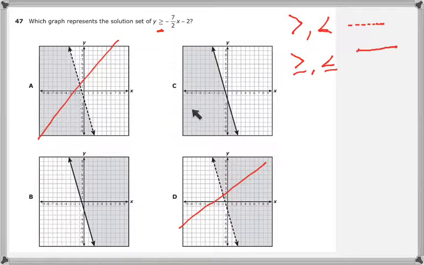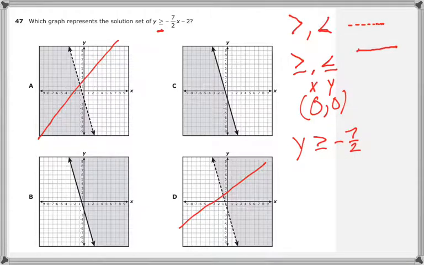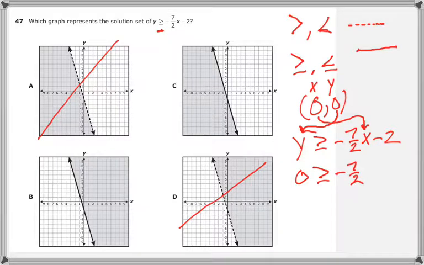Let's go ahead and use the point 0, 0 and plug it into our inequality. Here's our x value, here's our y value. Our inequality is y greater than or equal to negative 7 divided by 2 times x minus 2. We're going to take this x, plug it in here, and take the 0 for the y and plug it in here, and then check to see if it's true or false. Our y becomes 0, and then we have greater than or equal to negative 7 divided by 2. Anytime you substitute for a variable, go ahead and put it in parentheses. It's always a good idea.